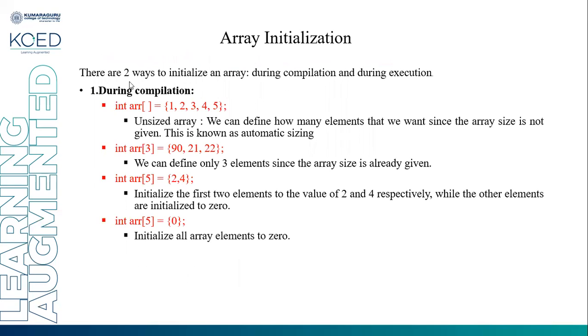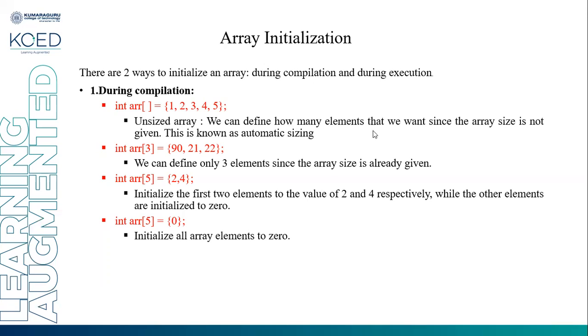Array initialization. There are two ways to initialize an array: during compilation or during execution. First we will discuss initialization during compilation. Integer array, open and close brackets are given. Within the braces, we mention the values 1, 2, 3, 4, 5. After the braces, you have to give the semicolon. So here there is an unsized array. The array size is not mentioned. This is known as an unsized array. We can define as many elements as we want since the array size is not given.